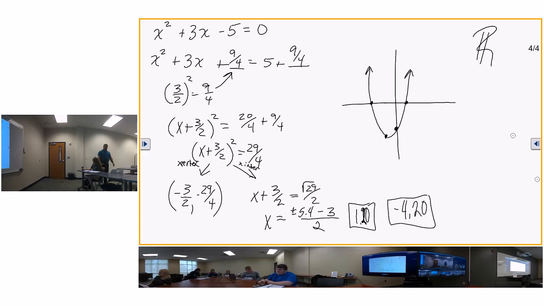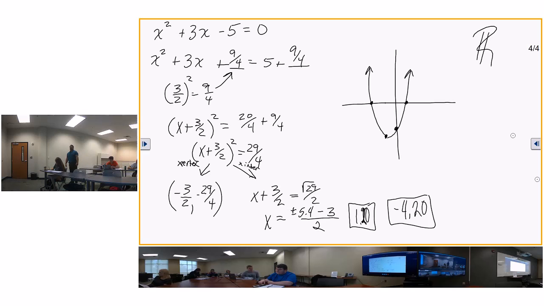What's the increasing value? Decreasing values. Negative infinity to negative 3/2. Increasing from negative 3/2 to positive infinity.